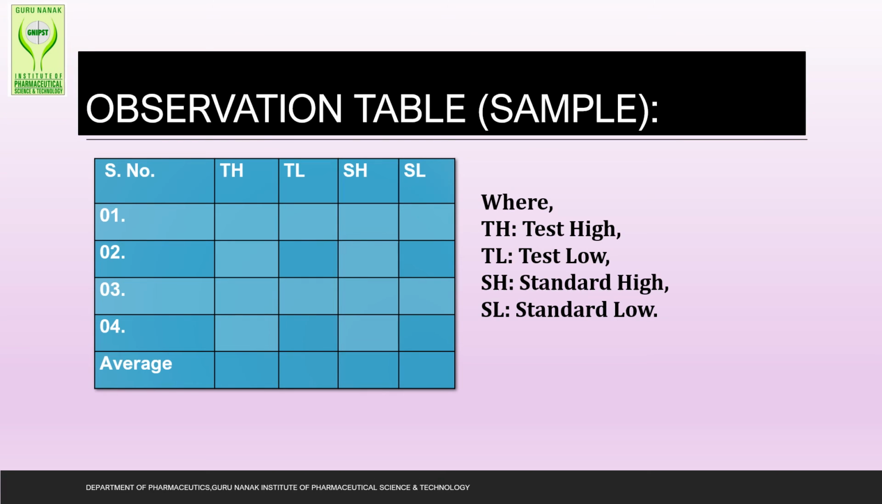This is the observations table. This is one sample of the observation table we obtain after the assay. Here you can see I have given you the test high, test low zone of inhibition, then standard high, standard low, where TH is test high, TL stands for test low, SH is for standard high and SL for the standard low. So we have to take around 4 concurrent readings and then we have to take the average of all the 4 readings.